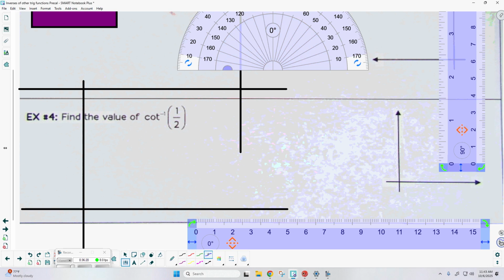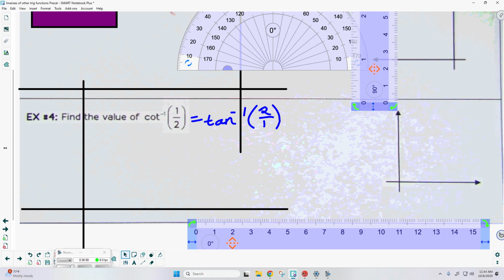Now, you go ahead and get me started. I'll just have somebody come up here and measure. So let's see. How should I rewrite cotangent inverse of 1/2? Just 2? Or you want to put it 2 over 1? Okay. So cotangent inverse of 1/2, that's going to be tangent inverse of 2 over 1. Okay. Let me get this out of the way. So it's tangent inverse of a positive, so that means I'm going to go right here in the first quadrant.